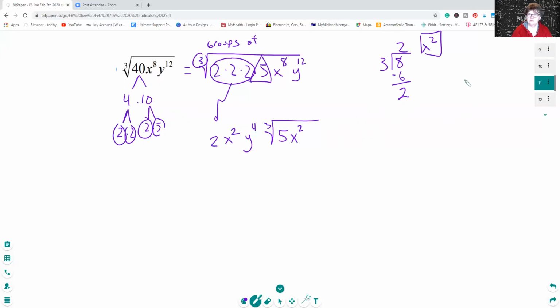To show that to you over here, if that doesn't feel comfortable to you, divide the index into the exponent. 3 goes into 12 4 times. That's where I got y to the 4th from. And then 3 times 4 is 12. That gives me a remainder of 0. That means no y's left over.